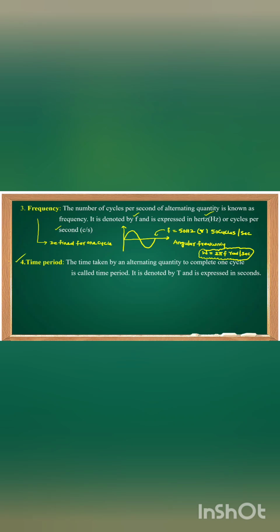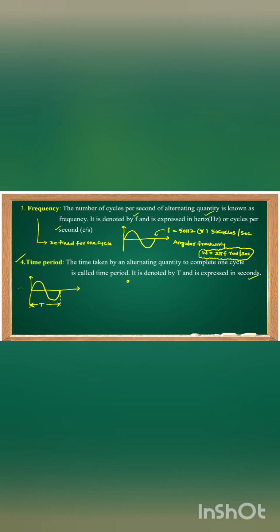Then how to define the time period? The time taken by an alternating quantity to complete one cycle is called time period. It is denoted by T and it is expressed in seconds. See, for example, take any waveform, any alternating quantity. Here I am taking the sinusoid. The time taken by an alternating quantity to complete one cycle is called time period. It is denoted by T.